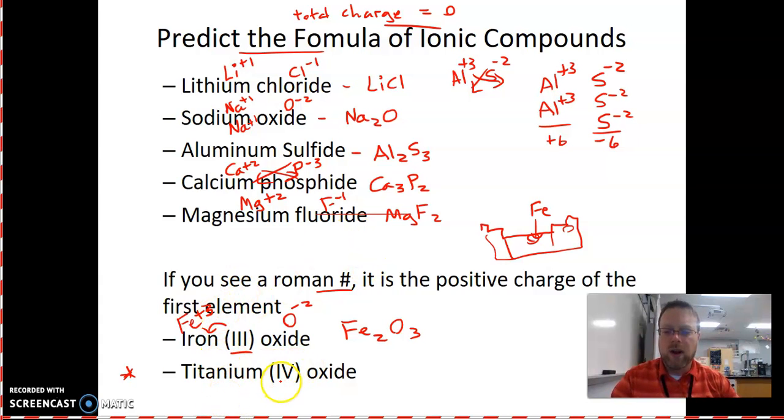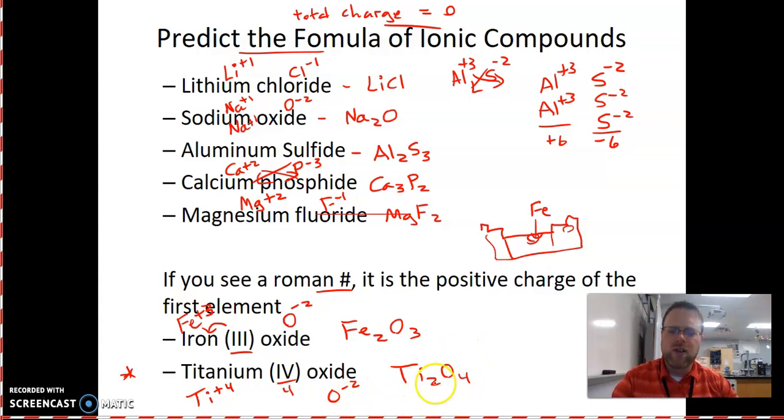If you take a look at this one, the Roman number IV is the Roman number 4. And so titanium in this one is a +4 charge, and oxygen is a -2 charge. And so if you did your crisscross method, you would get Ti2O4. The 2 comes down on the titanium and the 4 comes down on the oxygen to say we've got 2 of these and 4 of these.